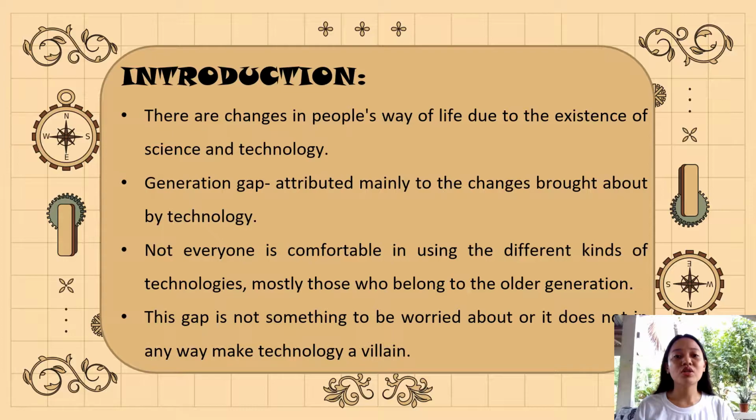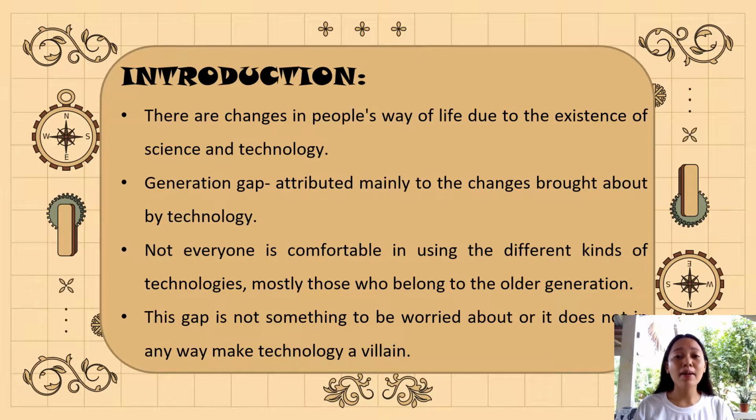So we have the term generation gap, which is attributed mainly to the changes brought about by technology. Although the original idea is for technology to help everyone, it cannot be denied that until today, not everyone is comfortable in using the different kinds of technologies. For example, we have our grandparents. They would find it very hard to use technologies. It is because they belong to the older generation and they think that these technologies are too complicated to operate. They have been used to the simple living in the past, and these available technological devices, though very appealing, are a difficult puzzle to them.